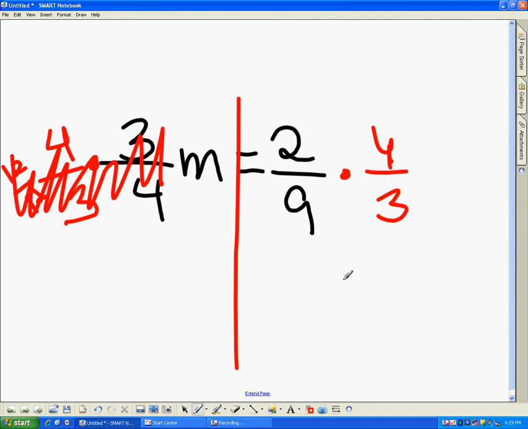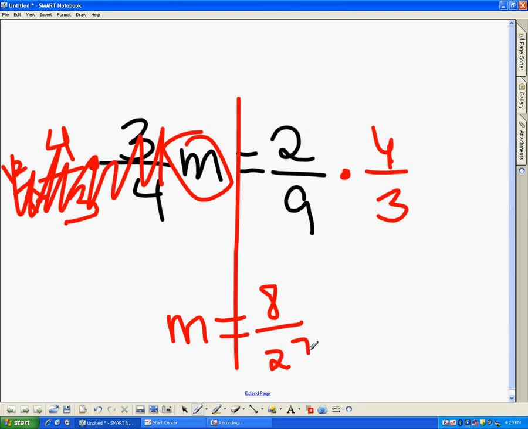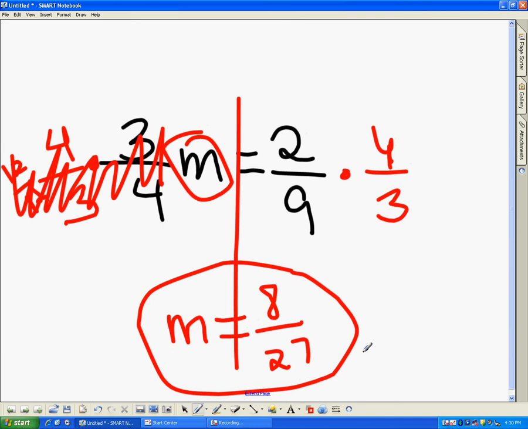And that's a 4 right there. So I'm left with m on the left side. So I have m is equal to 2 times 4, which is 8, 9 times 3, which is 27. And then if you could simplify that, you would, but 8 over 27 cannot be simplified.